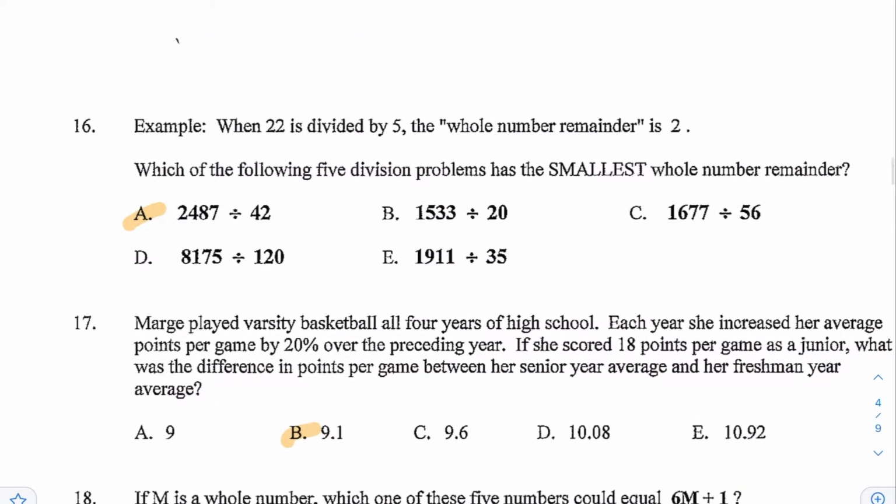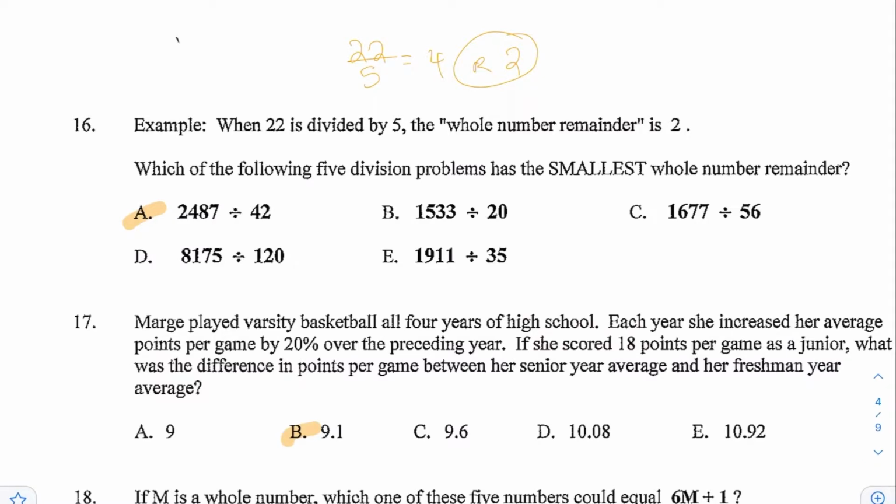Next, for number 16, when 22 divided by 5, the whole number remainder is 2. Which of the following division problems has the smallest whole number remainder? So here, when you want to do division, we have 22 divided by 5. You know that it is 4, remainder 2. So you want to see which one has the smallest possible remainder. So when you go through all the choices, you'll just have to guess and check.